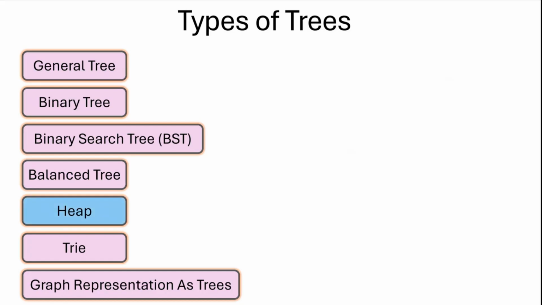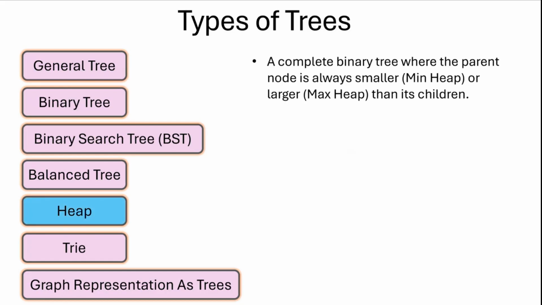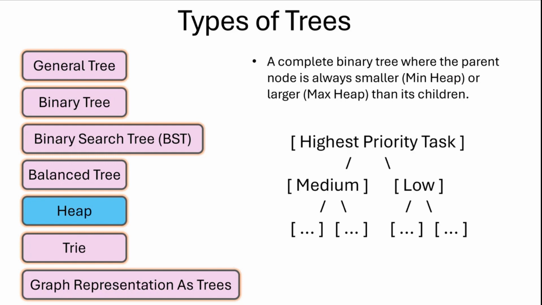The next type of tree is a heap. It is a complete binary tree where the parent node is always smaller or larger than all of its children. So there are two types of heaps. One is min heap and one is max heap. Heap type trees are useful in scenarios like priority queues. For example, priority queues are used in CPU task scheduling. Right? The highest priority task comes to the top, and the CPU picks up this task, and then the next task, whichever has the next priority, comes to the top. That adjustment happens in the heap tree.